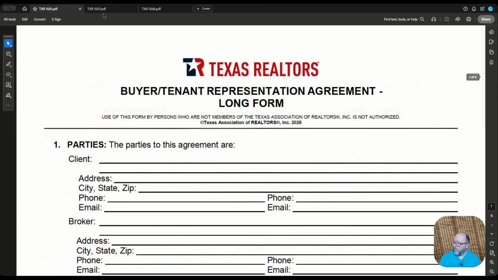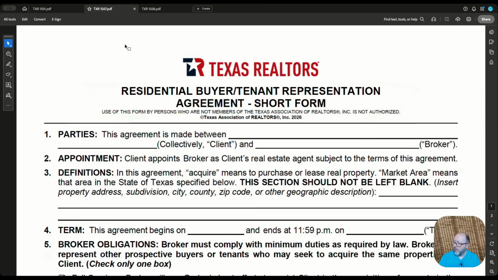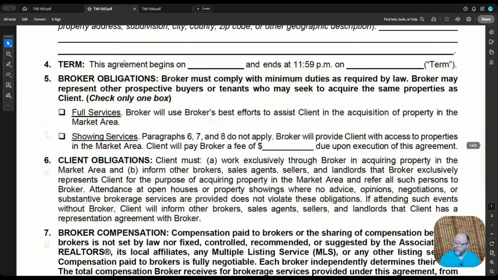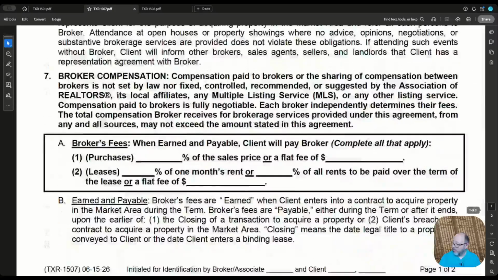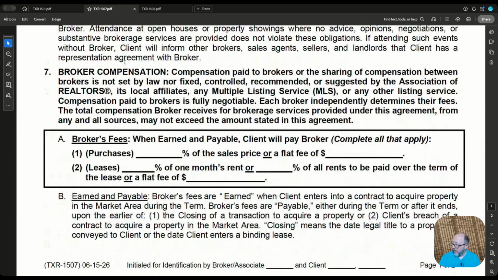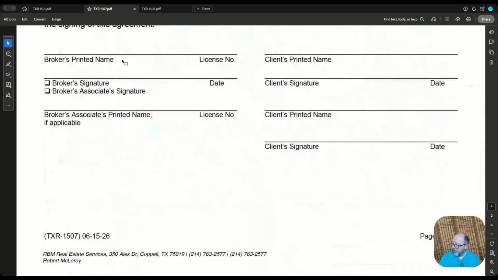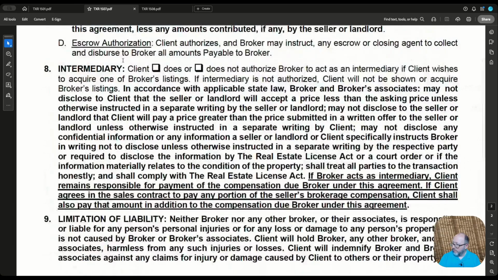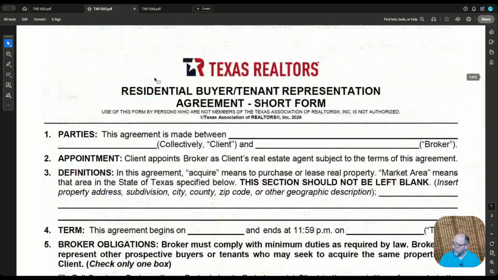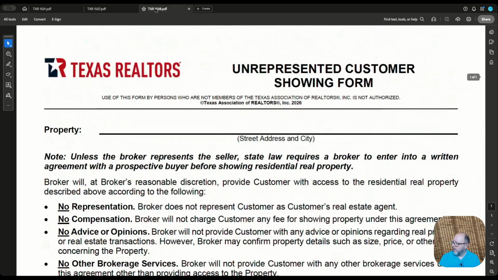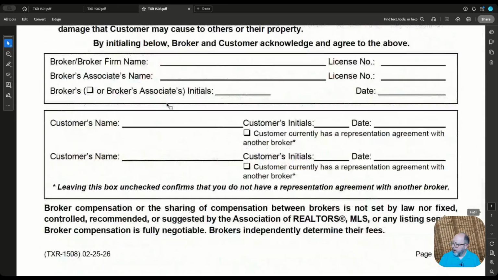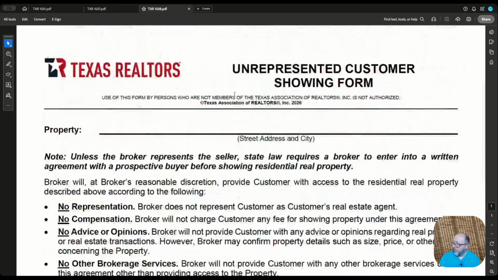All right, so we have the long form, then we have the buyer tenant rep agreement, which is a short form. I will say the short form, when they made it, was one page, I believe, and now it's 2 pages. I know they hated to make it longer. Maybe it was the listing agreement, or the showing agreement? But at any rate, I know they want to keep those short forms as short as possible.